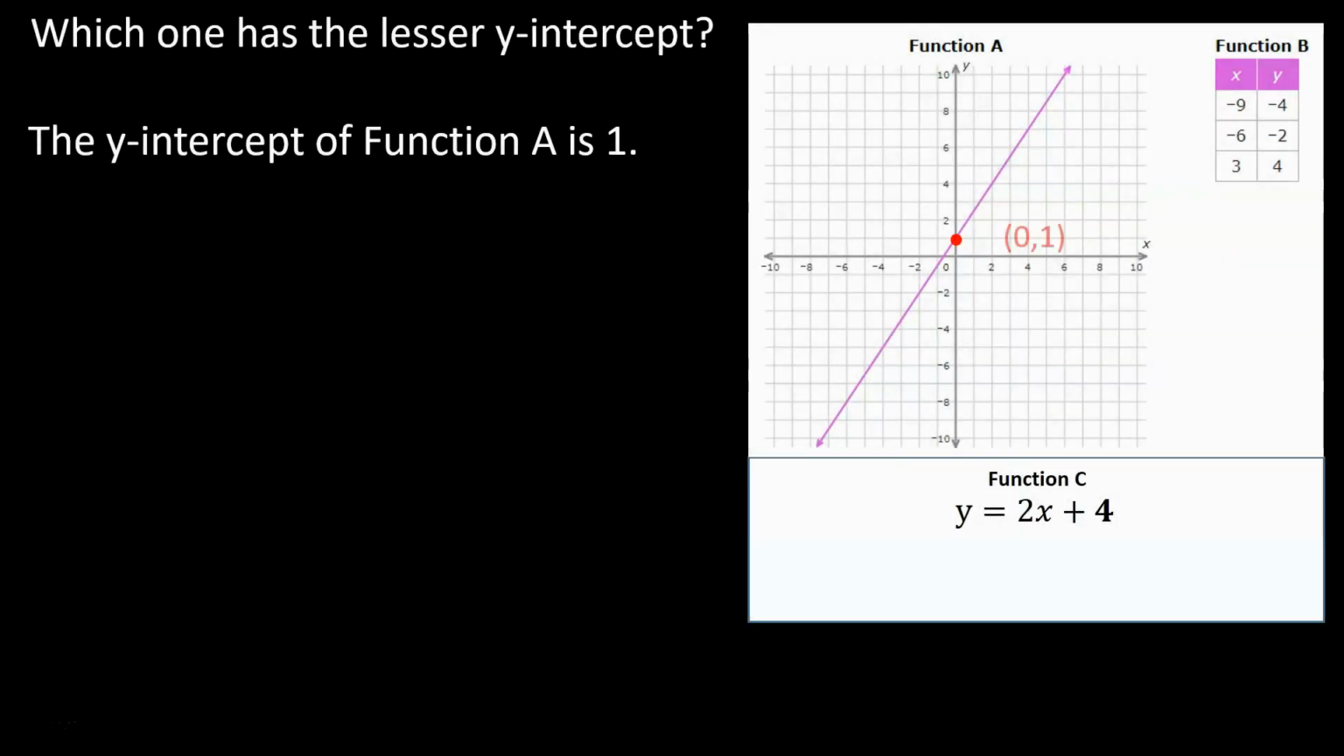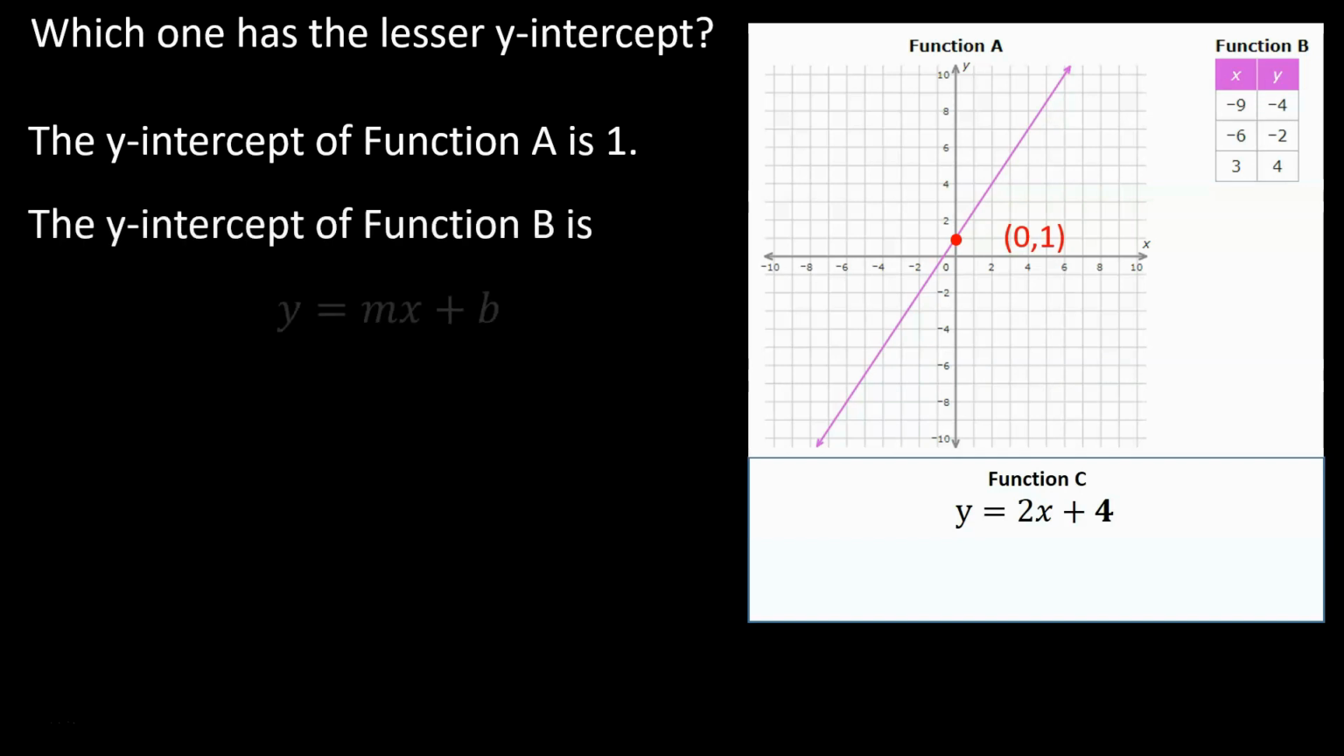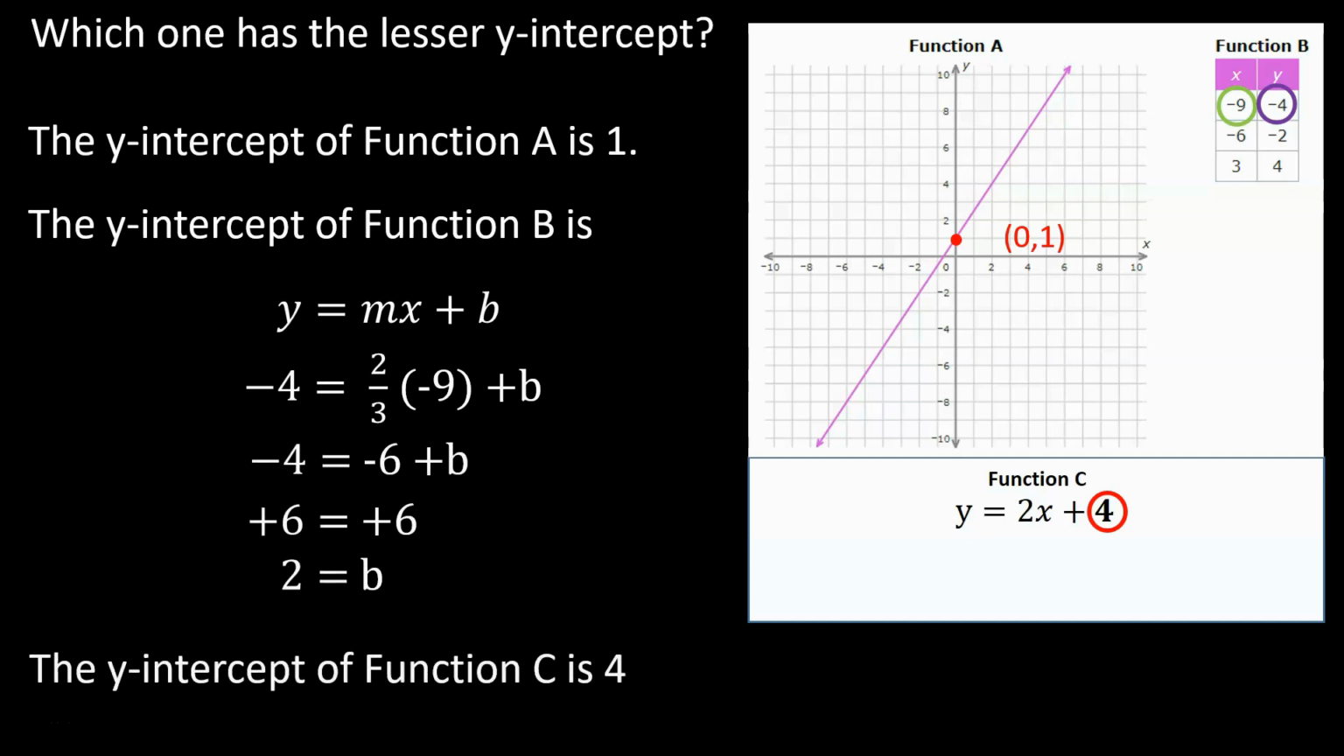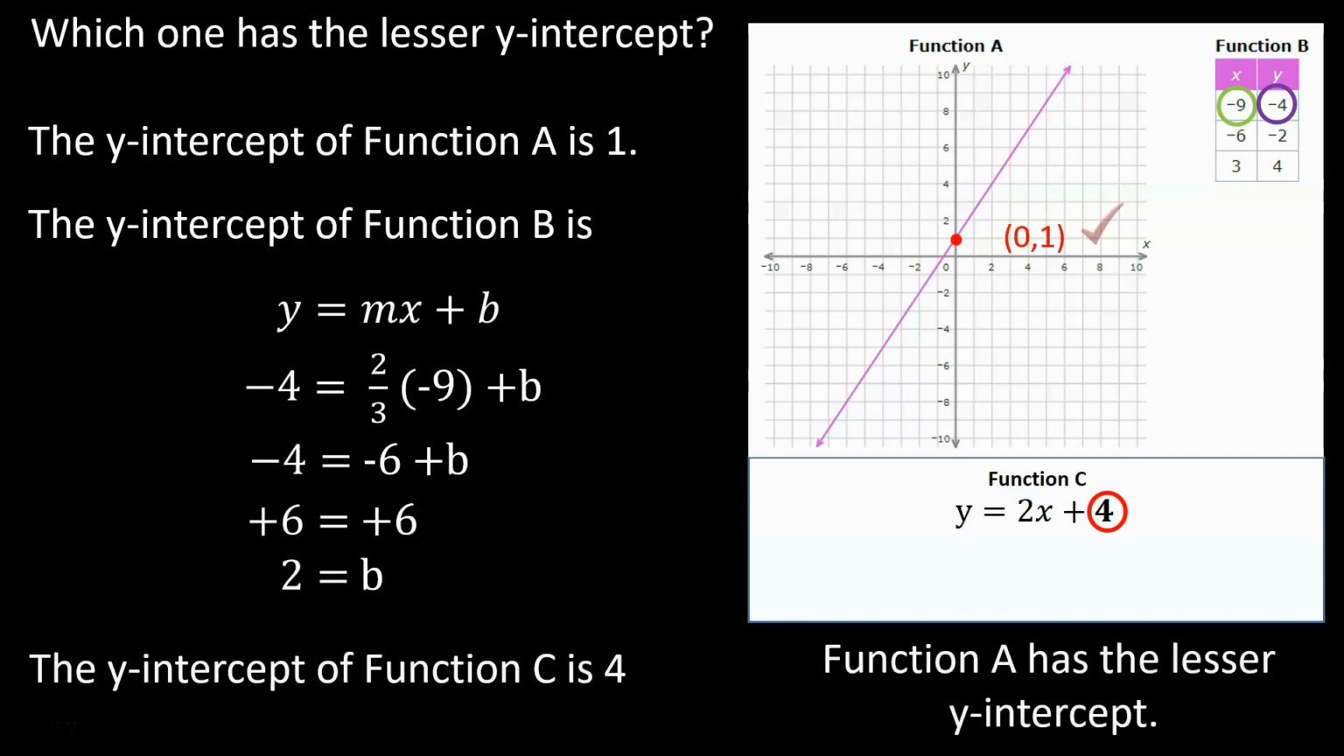Which one has the lesser y-intercept? The y-intercept of function a is 1. That is where the line crosses the y-axis. The y-intercept of function b can be found by selecting 2 points from the table and plugging them into the y equals mx plus b formula. We previously know that 2/3 was the slope, so we select here -9 for x and -4 for y, and we simply solve for b, which becomes 2. The y-intercept for function c is based upon the formula itself, and it's 4. So function a has the lesser y-intercept.